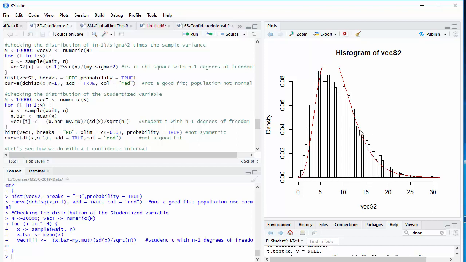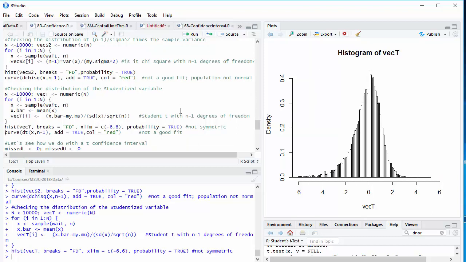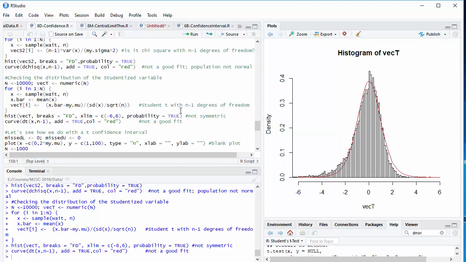I'll do it nonetheless. Take the mean of wait times, subtract off the true mean, and then divide by the standard deviation of our sample over the square root of the sample size. If everything came from a normal distribution, this would have a student t-distribution with n-1 degrees of freedom, and you've seen from simulations in the other script that that works out more or less perfectly. I look at the histogram, that's not even remotely symmetric, is it? And when I overlay the density function for student t, it doesn't match particularly well.